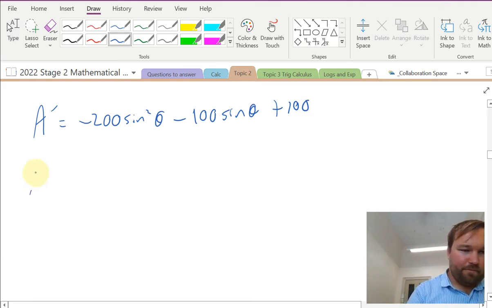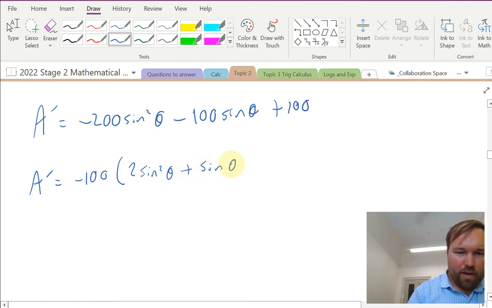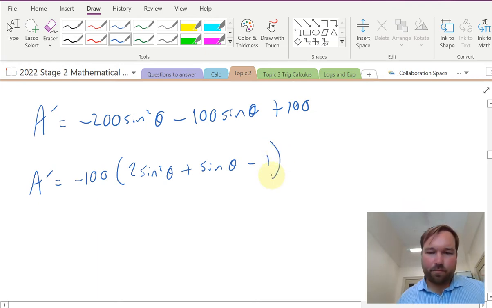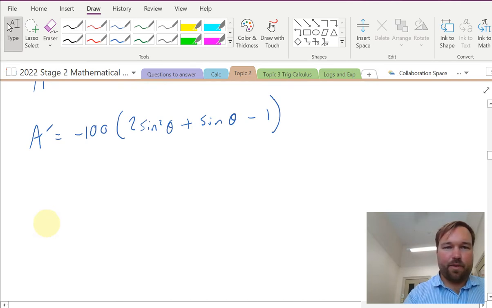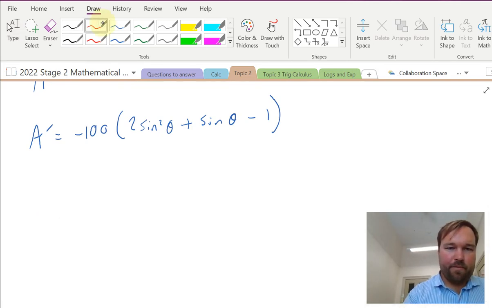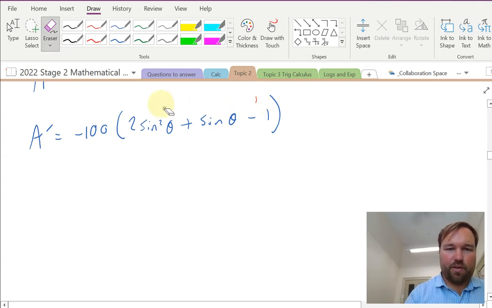Now, to let us get a bit of clean air, I'm going to take out minus 100 from all there. A dash is minus 100 bracket 2 sine squared theta plus sine theta minus 1. Now, this is definitely a quadratic in disguise here. You see how it's a single power squared, and then no lots of sine theta.